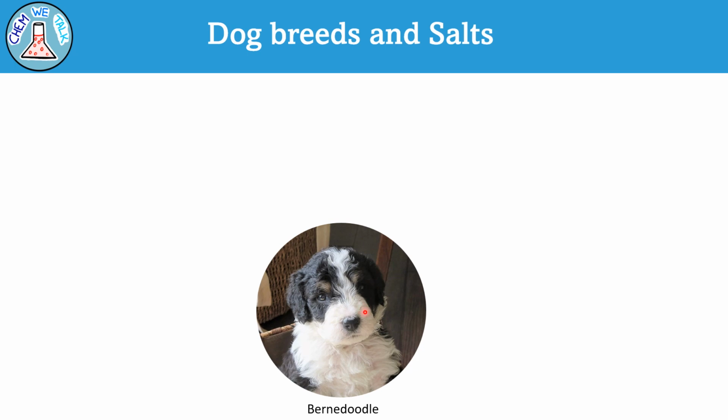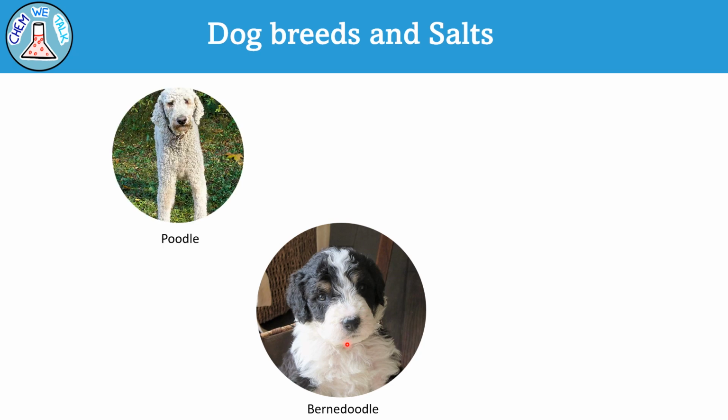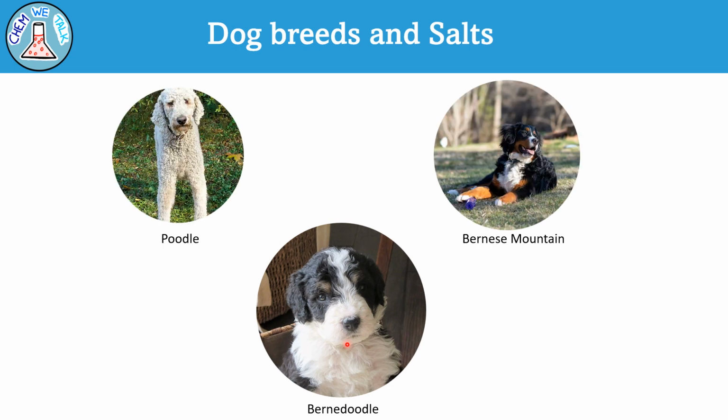In biology, whenever we want to understand the characteristics of the offspring, we need to look at the characteristics of the parents. In the case of this doodle here, the parents are a poodle and a Bernese mountain dog, and we can clearly see that the Bernedoodle displays some of the characteristics from the poodle, such as the type of fur, and some of the characteristics from the Bernese mountain dog, such as the fur color, this black and white pattern.